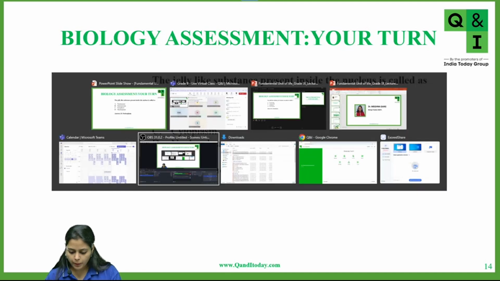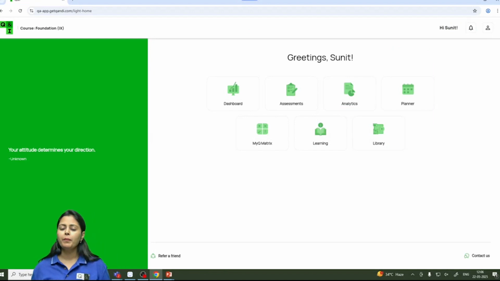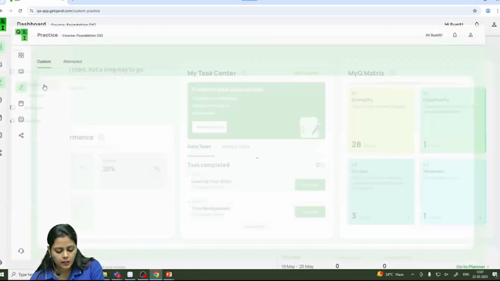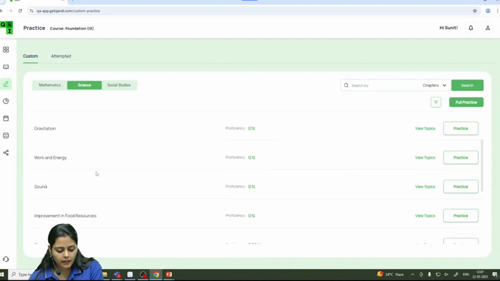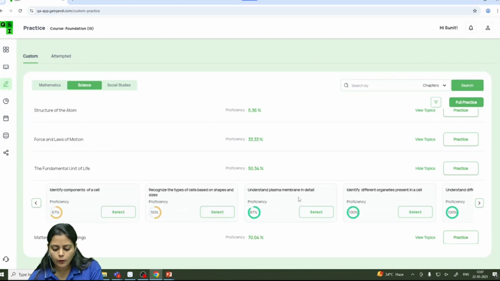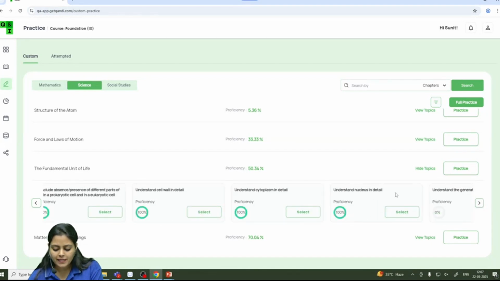Now, students, I hope you are practicing questions on the platform, those who have got their login credentials. So now I am going to give you homework. Go to the dashboard, then the assessment section, practice, custom. Go to the science section, and in that, the fundamental unit of life, view topics. You are going to solve questions on understanding plasma membrane in detail, which I hope you have already solved. Now you are going to understand nucleus in detail, cytoplasm in detail, and cell wall. These three topics you have to work on. This is your homework for today's class.